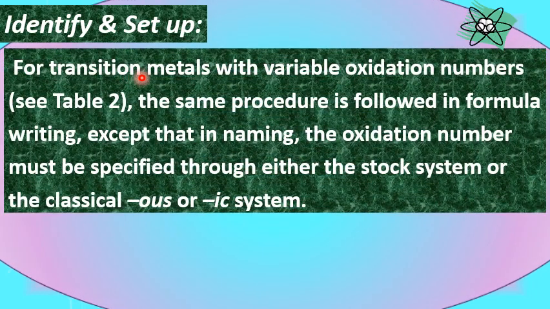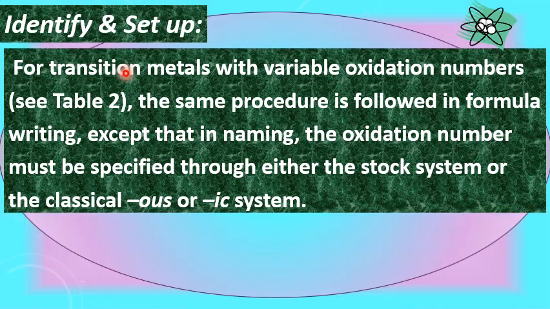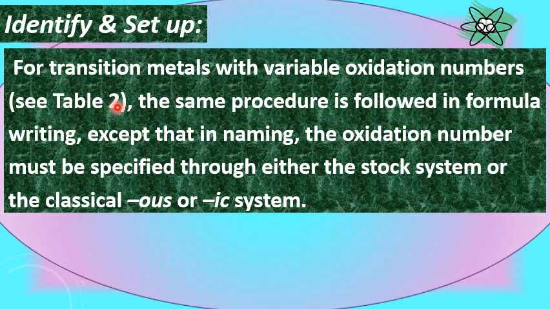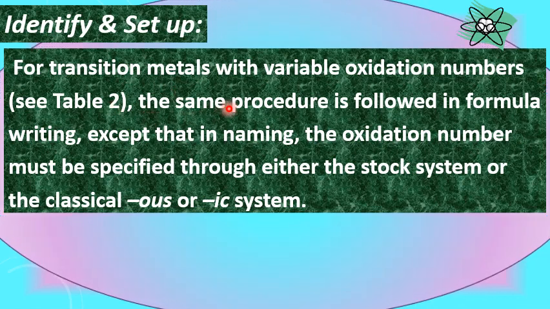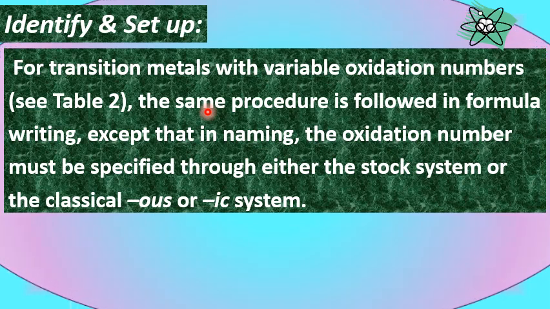For transition or group B elements with variable oxidation numbers, we follow the same procedure in formula writing, but in naming, we specify the oxidation number by either the stock system or the classical -ous or -ic system.